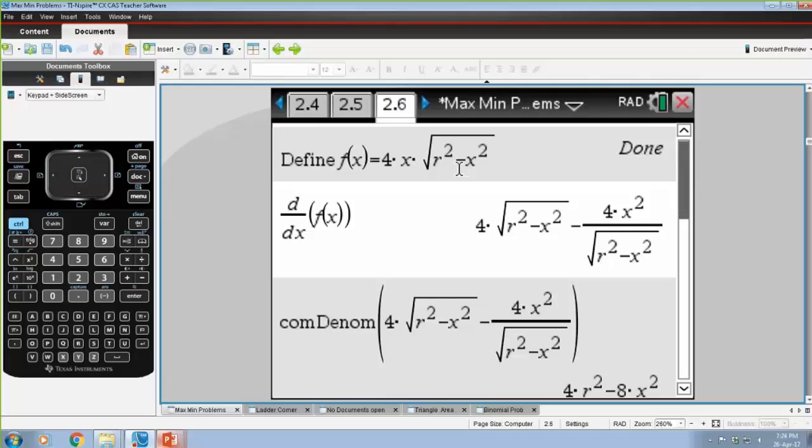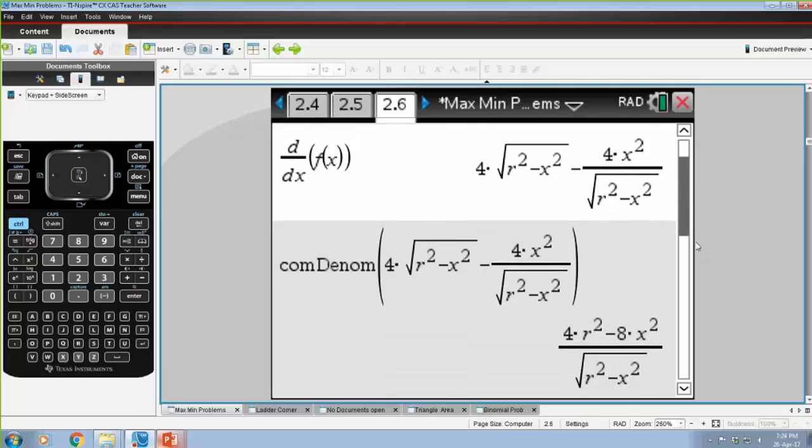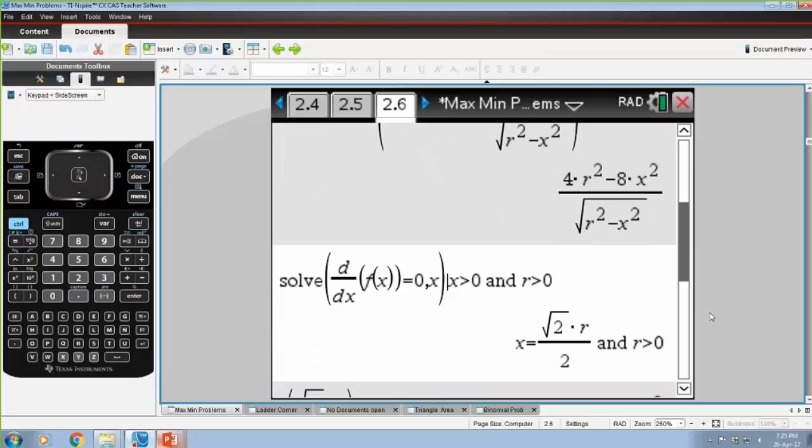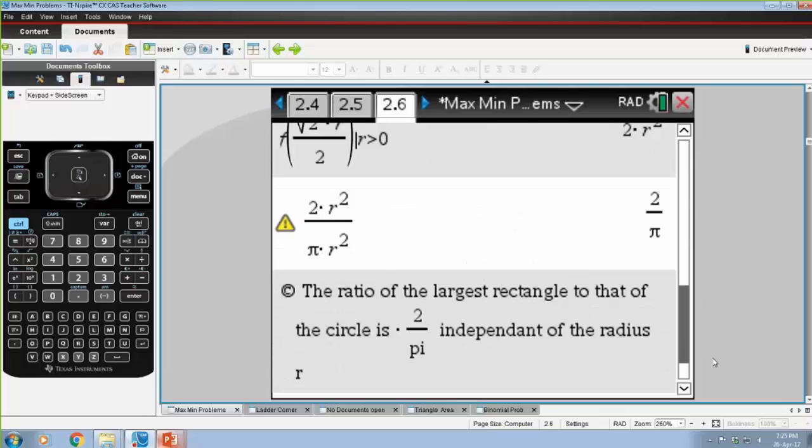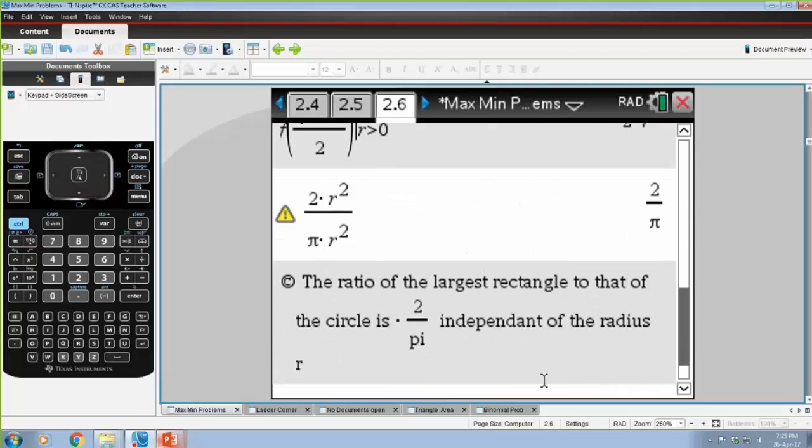We could do the whole thing again with another circle, x squared plus y squared equals r squared, where r is any value, and inscribe a rectangle in there, get the value for the rectangle area and put it equal to 0, solve for x, and once again the ratio of the largest rectangle to that of the circle is 2 on pi, independent of the radius r. Alright, so there's some sort of nice, neat max-min problems.